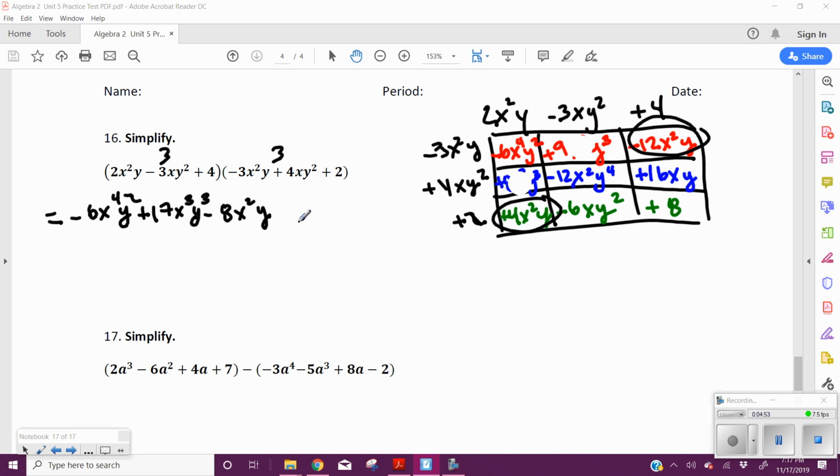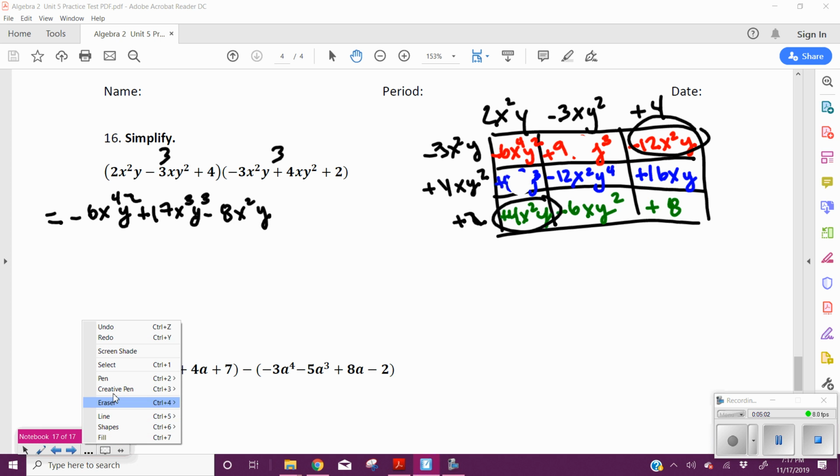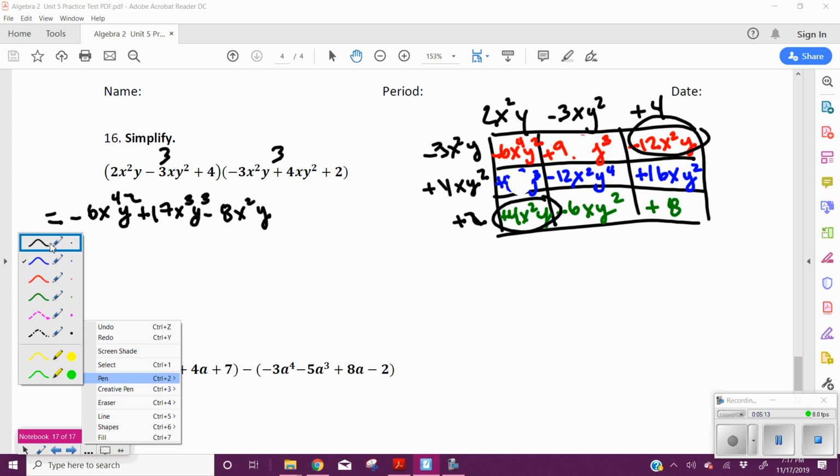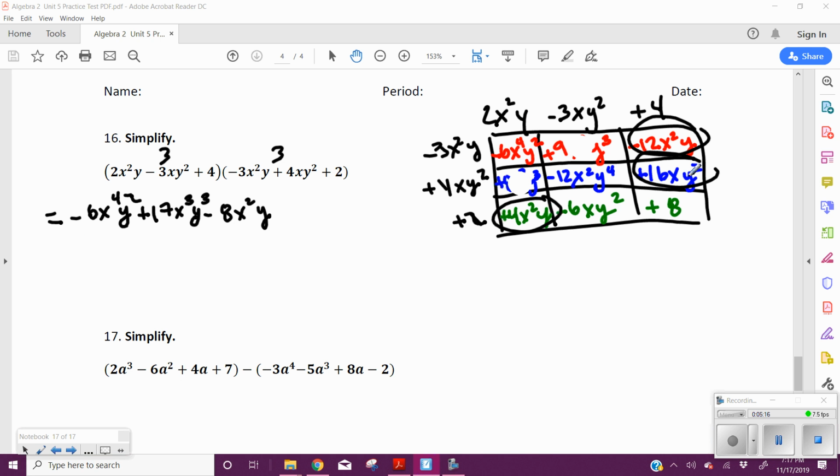So I would just be rewriting them as, ooh, sorry. I see a mistake. This should be y squared. And aha, there's a match. So that's a positive 16 and a negative 6. So that gives me a positive 10x y squared. And now, as I was about to say, the remaining terms do not have a like term.